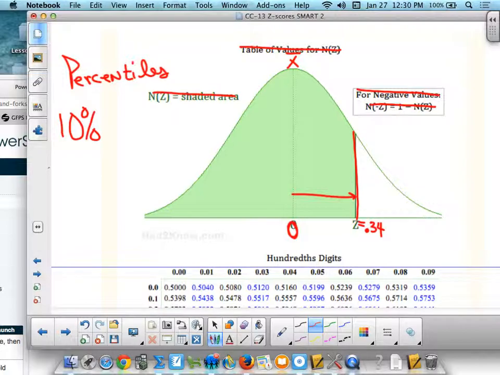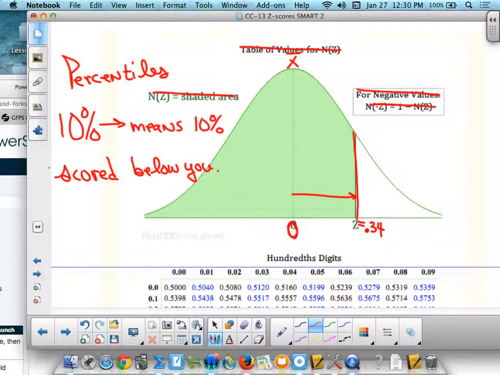Okay, here's what it means. If you're in the 10th percentile, it basically means 10% scored, and I'm talking about a test. I always talk about a test because it's easy to relate to. It means 10% scored below you.